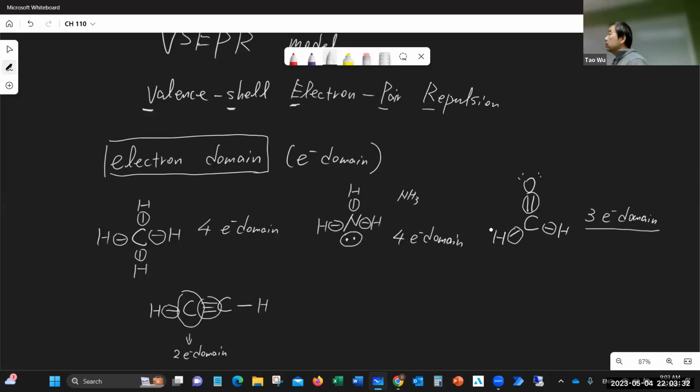I hope you're going to recognize the different electron domains. Counting electron domains is very, very important. Without that, you will not be able to recognize the geometry of these molecules. But the point is, you have to draw the Lewis structure first, right? And then you count the electron domains.